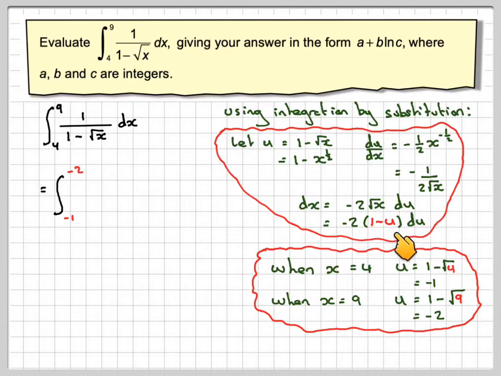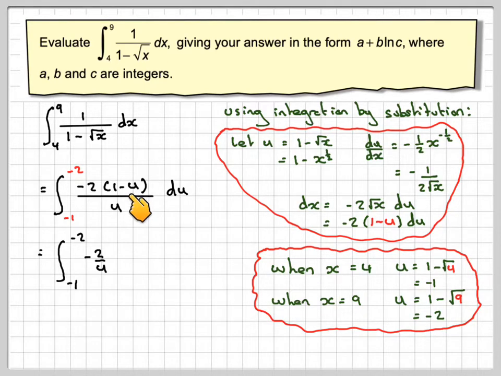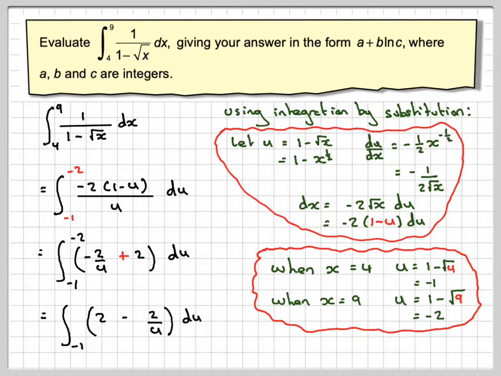dx is going to be replaced with this, so that's going to become minus 2, 1 minus u, over u du, because 1 minus root x is u. Right, simplifying that a little bit, minus 2 times 1 will become minus 2 over u, and then plus 2u over u will become plus 2. And then just swapping these two over before we do the integral, so this becomes the integral from minus 1 to minus 2 of 2 minus 2 over u du.